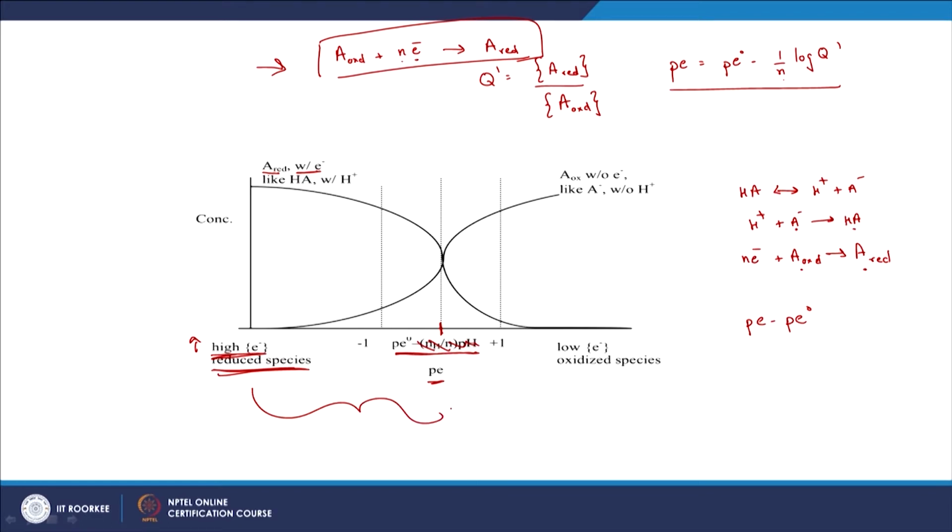But in the other region, where PE is greater than PE naught, or when the PE minus PE naught value is high, what do we see? Obviously the converse of what we discussed earlier. We have low expected activities of the electron, so the oxidized species would predominate. Low concentrations of the electron mean the reaction to the left would be preferred.